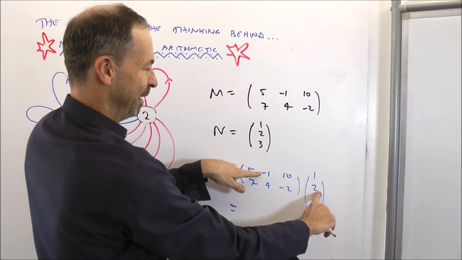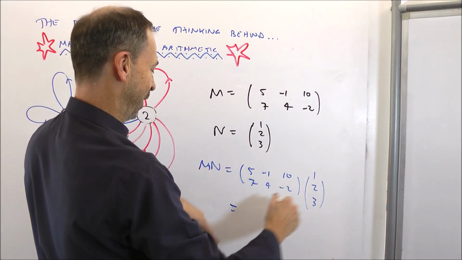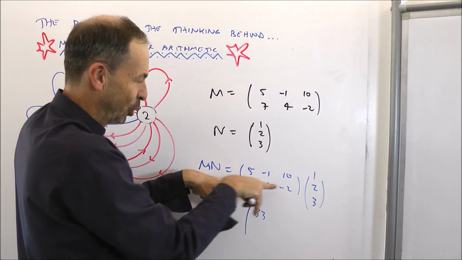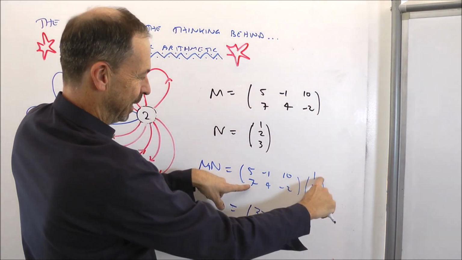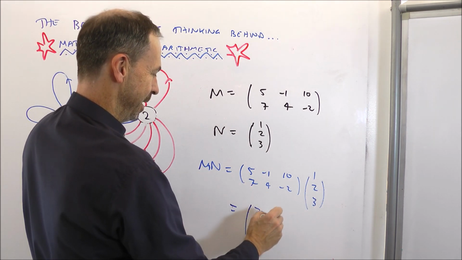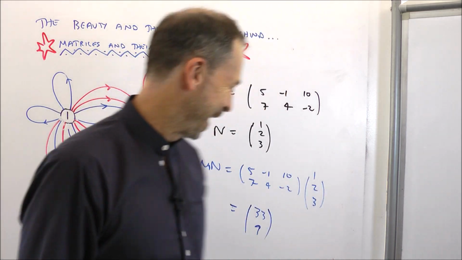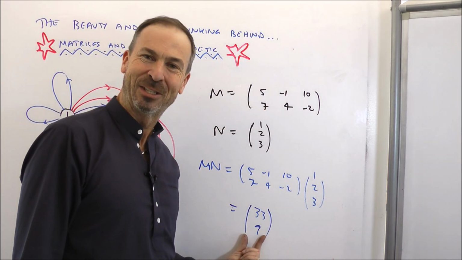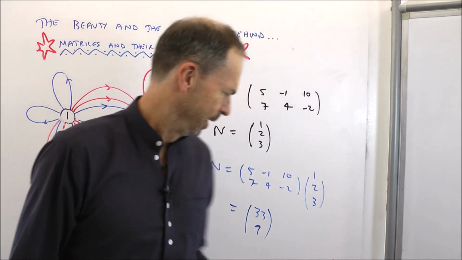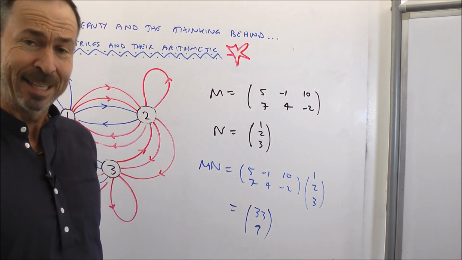5 times 1, negative 1 times 2, 3 times 10. That's 30, take away 2, 28, 33. I believe the first entry is 33 for row 1, column 1. And then row 2, column 1, 7 plus 8 is 15, take away 6 is 9. And that's all I can do. Therefore, the product of M times N must be this little matrix that's just 2 rows and 1 column, 33, 9, if I did my arithmetic correctly. Did I do correct arithmetic? I often make mistakes. All right, so M times N makes sense.